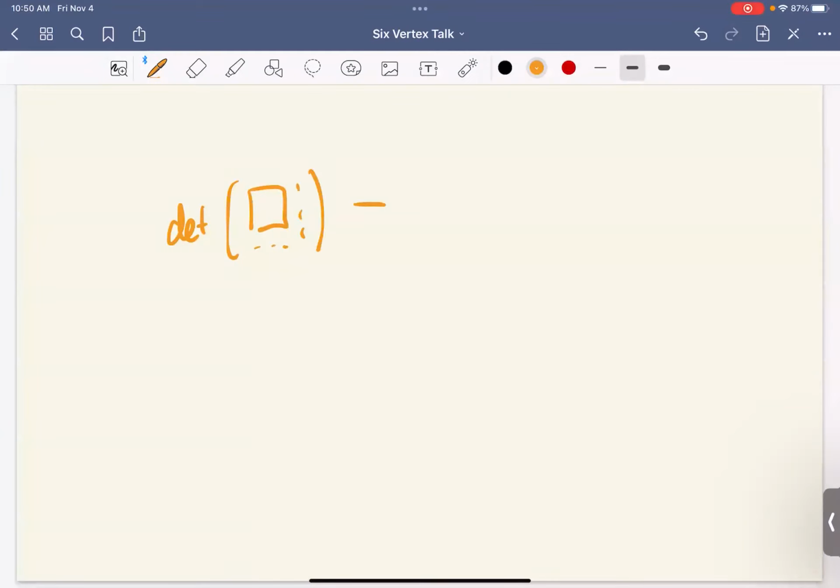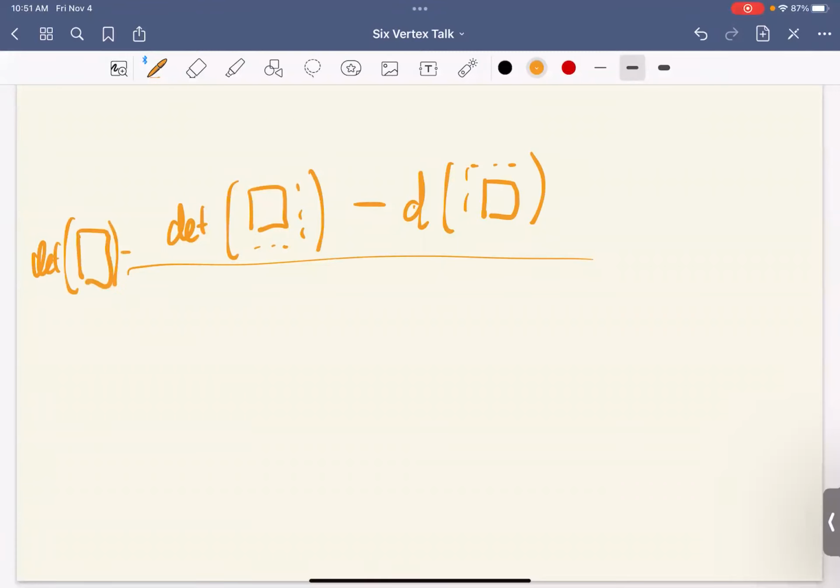Okay, it's like the determinant of this minor minus the determinant of this minor divided by something, I forget. Yeah, okay, sorry, I'm going to write the wrong thing. So that was called the Dodgson formula for determinants.